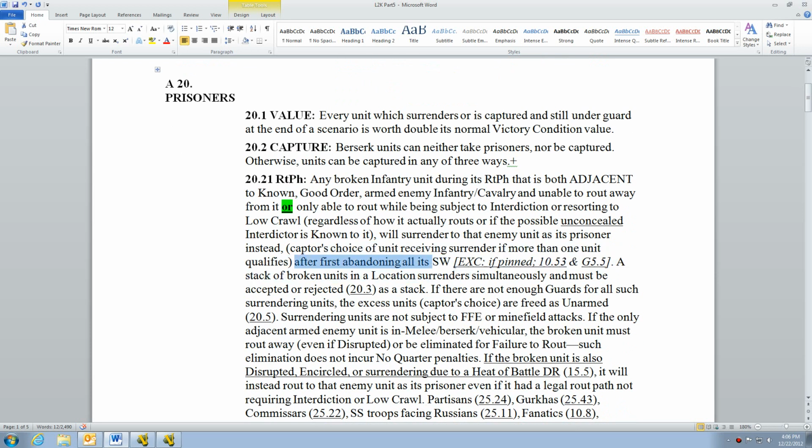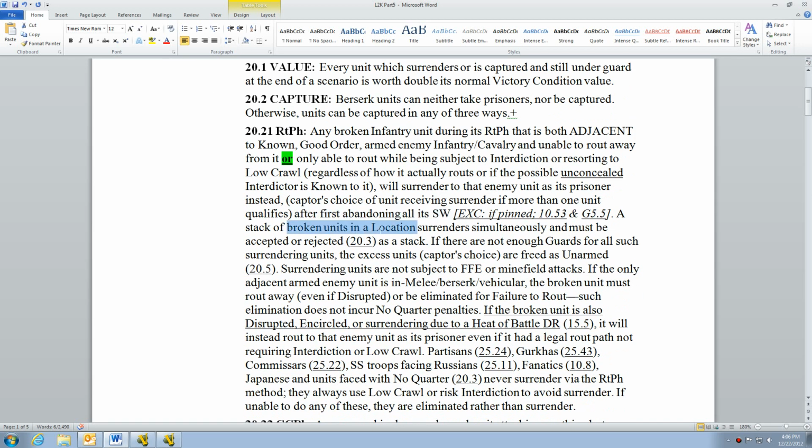It first will abandon all of its support weapons. A stack of broken units that simultaneously surrenders must be accepted or rejected as a stack. So you have to accept all of them at one time. If there are not enough guards for all of the surrendering units, the excess units are freed as unarmed units.